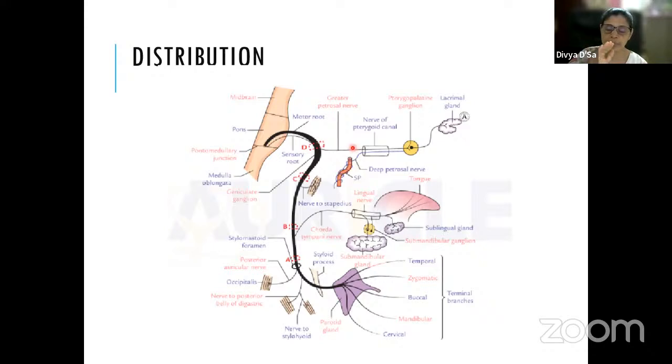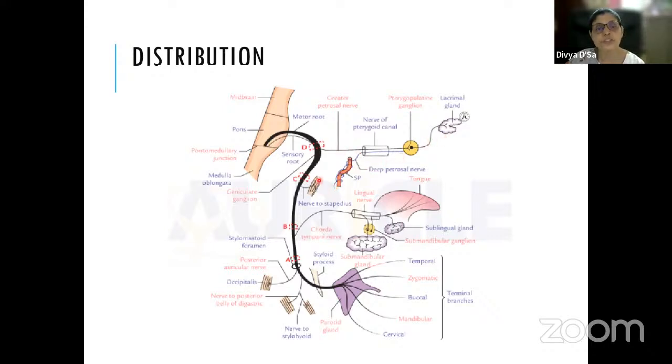The greater petrosal nerve will pierce the roof of the middle ear cavity, and then it will pass through the nerve of the pterygoid canal. It is joined by the deep petrosal nerve, and together they form the nerve of the pterygoid canal. Then from there it enters the pterygopalatine ganglion, and the postganglionic fibers will be supplying the lacrimal, the nasal, as well as the palatal glands. So that is through this one.